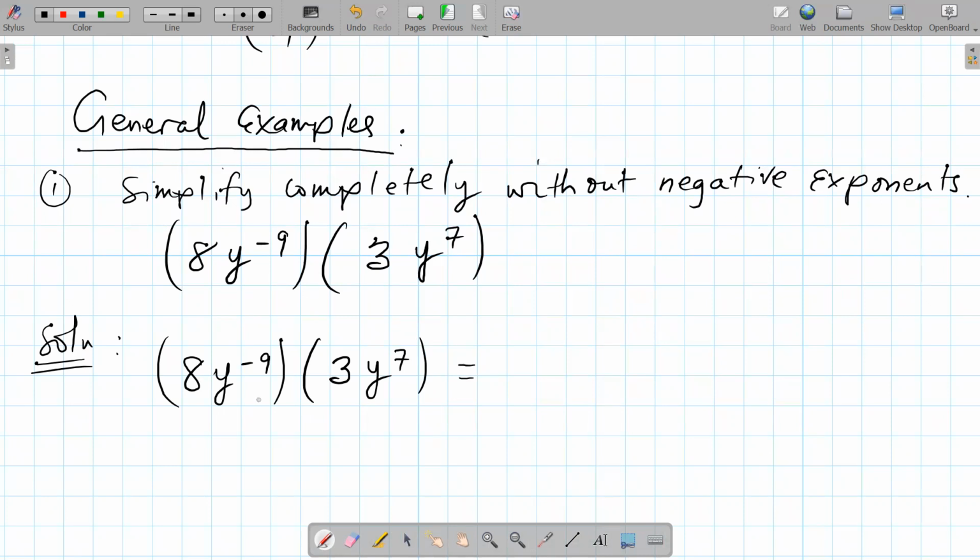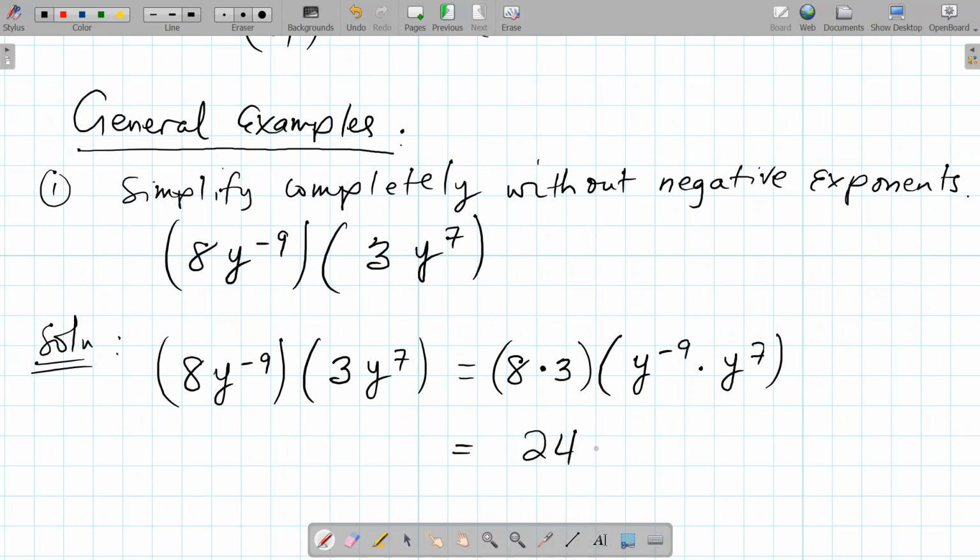If you look at a previous video, that is what we're doing. In a case like that, multiply the coefficients, the numbers in front of the variable. So it's just going to be 8 times 3. And then you also combine the exponentials. So y to the negative 9 times y to the 7. And 8 times 3 is 24.